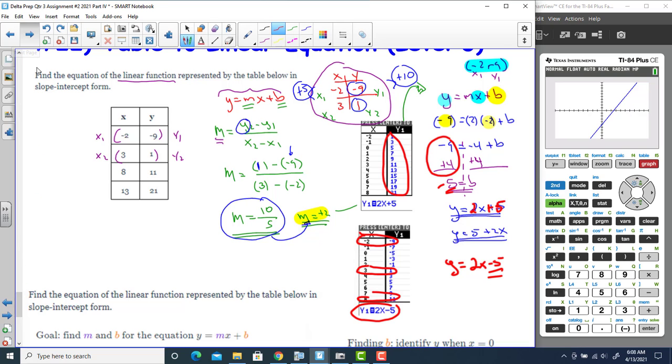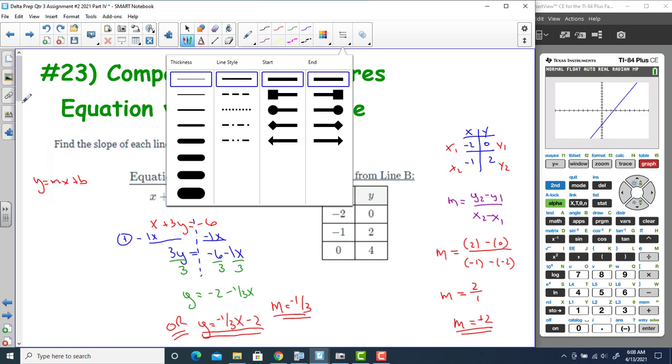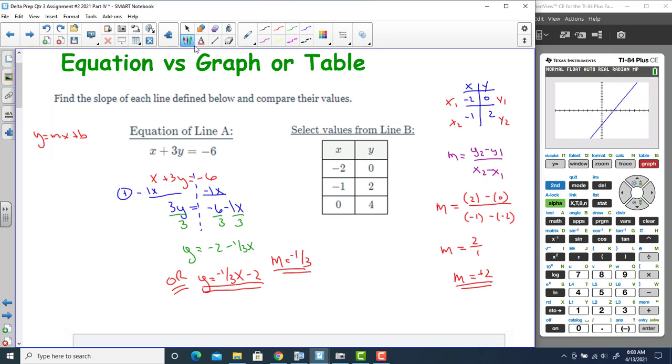There are 2 more skills, and they're not that bad. Number 23 is comparing linear features from an equation versus a table or graph. And we saw something similar a bit ago with some of our quadratic work. So you just have to be a little bit careful how you read the questions, because the first question I give you as an example says find the slope of each line and compare them.